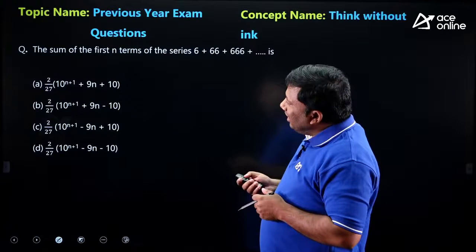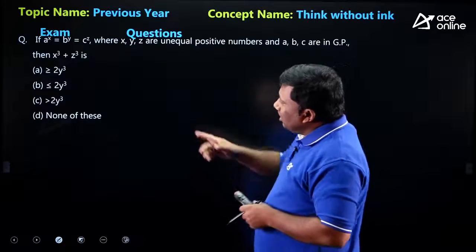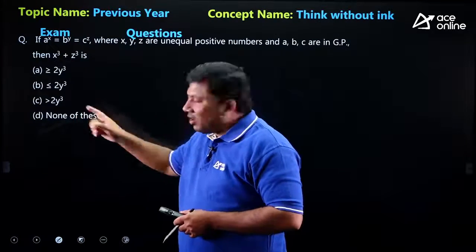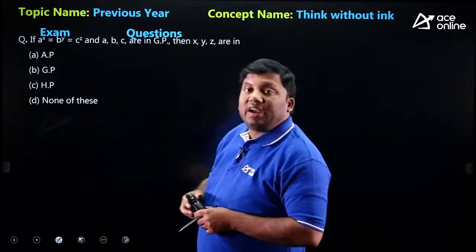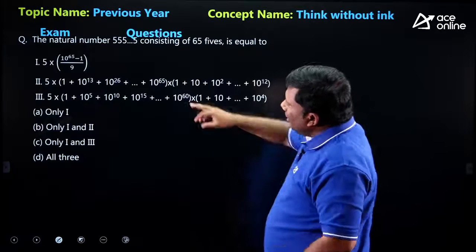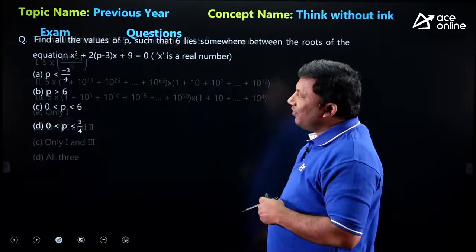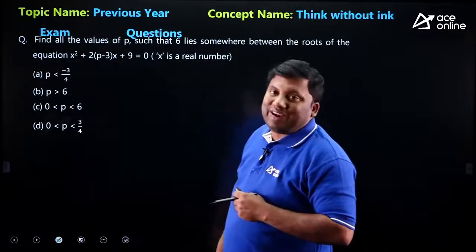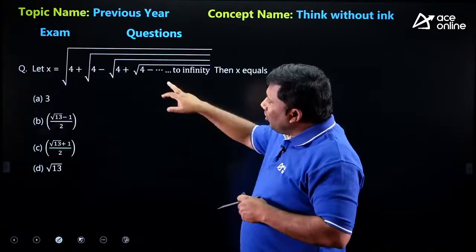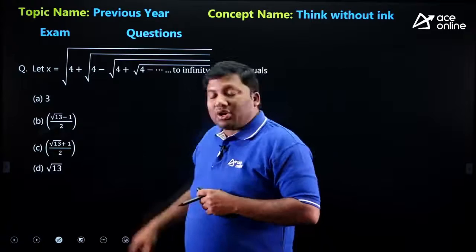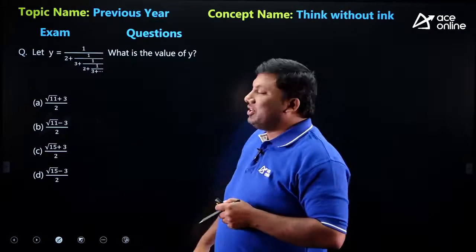See here, the question has variables, the answer also has variables. See the second question. Third one: question has variables, answer has variables, question has numerical values, answer also has numerical values.